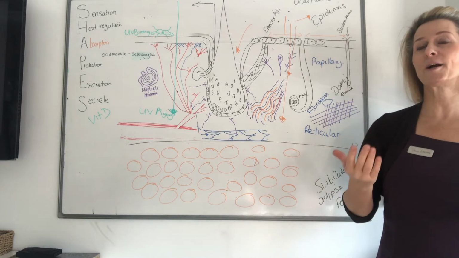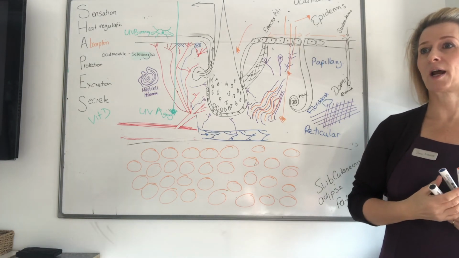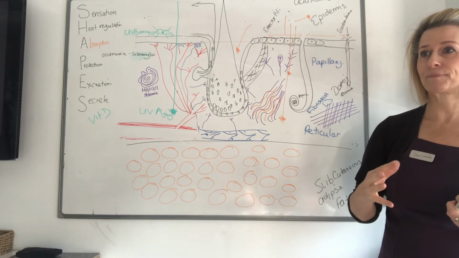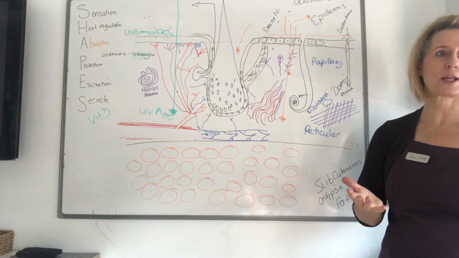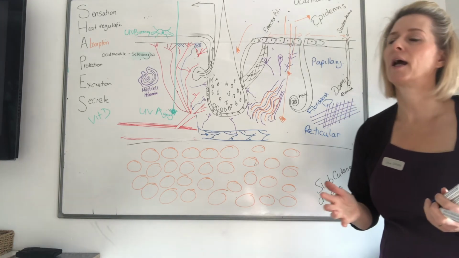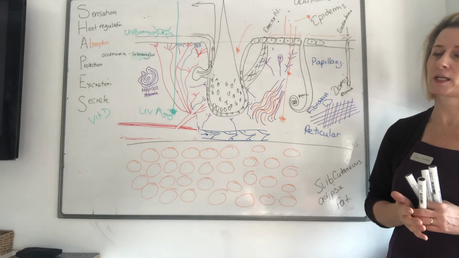Any of the very strong seasonings, onions and things like onions, will come out in your urine, and it will come out onto your skin. That is part of the excretory system.